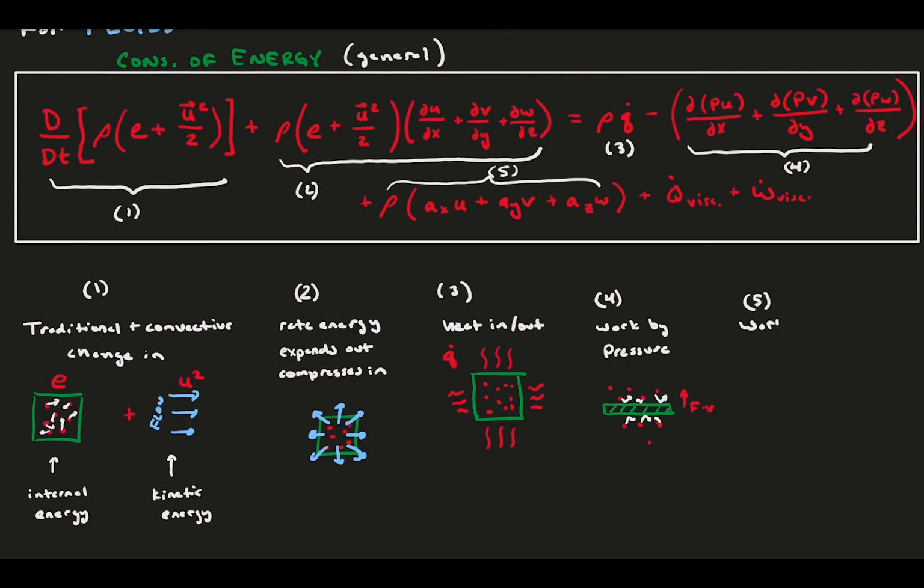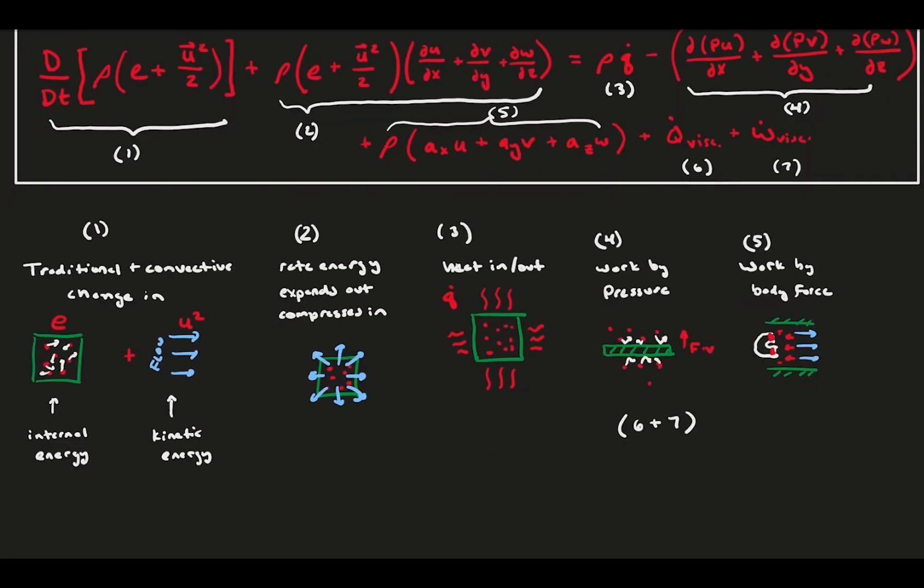Third, we have the work done by the body force, and similarly, each term represents the work by the body force in each direction. And last, we have the two cop-out terms where we just make new symbols that represent the work done by viscosity and the heat added due to viscosity. Viscosity has the special ability to take the flow kinetic energy and turn it into heat. This is called viscous dissipation, and it's the reason it gets this special term.